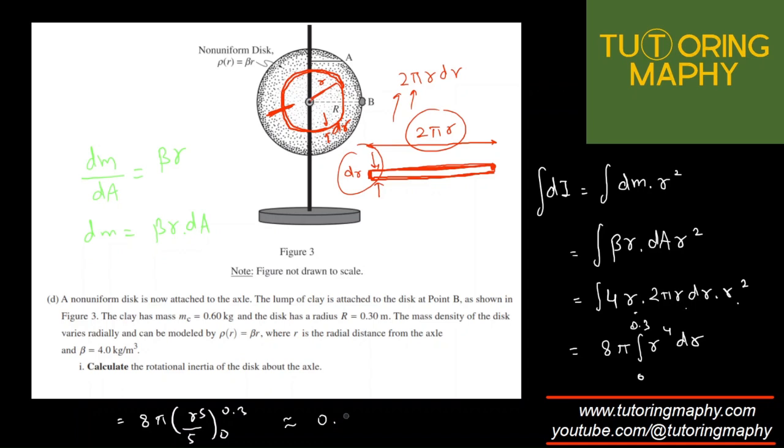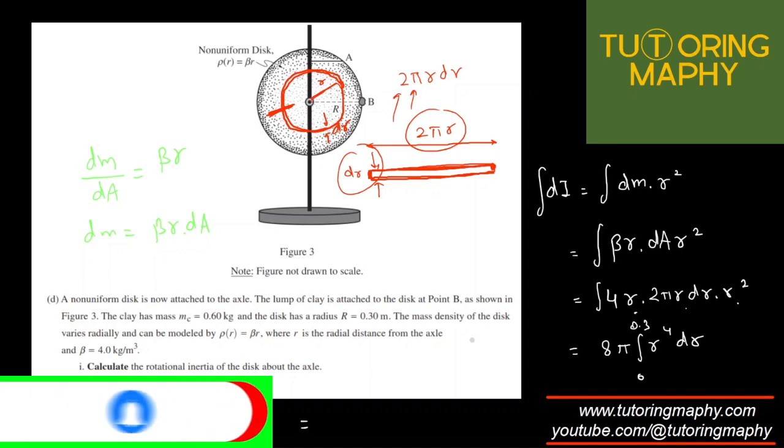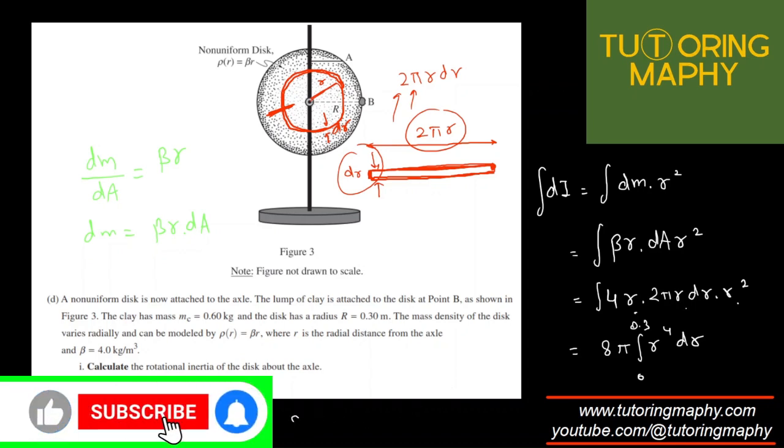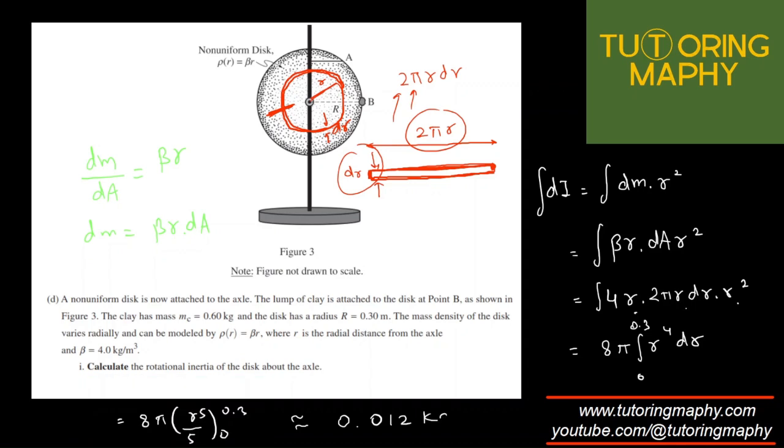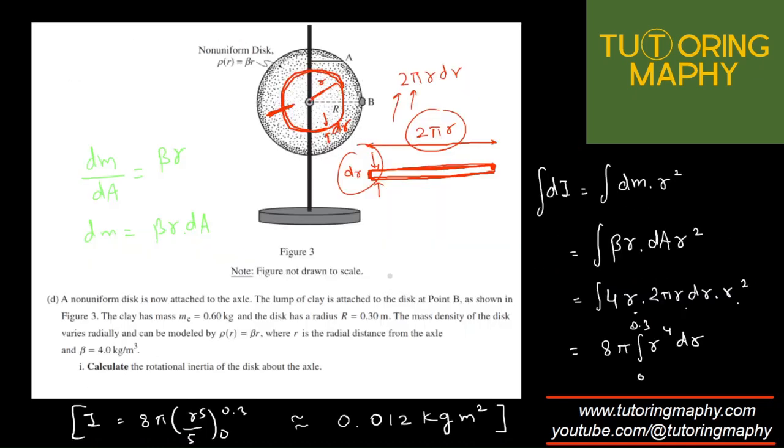So this is approximately, not exact, obviously, because there's a pi, so how can it be exact? So approximately 0.012 up to 3 decimal places. The unit is kilogram meter squared. That is the unit of the moment of inertia. So this is the rotational inertia or the moment of inertia of this particular disk. It was an interesting question. So yeah, this is the moment of inertia, and I hope this makes sense.